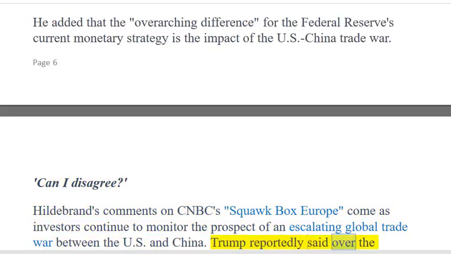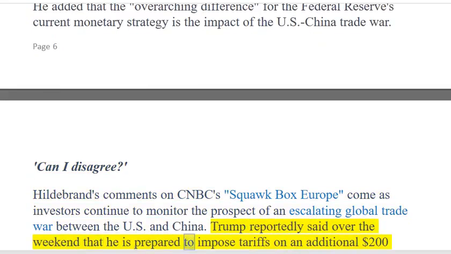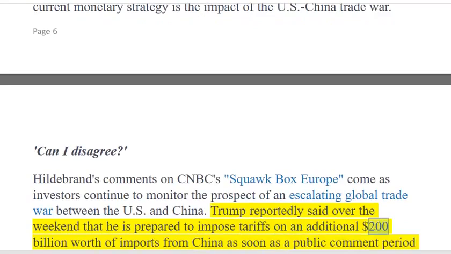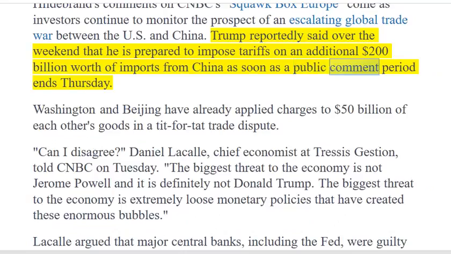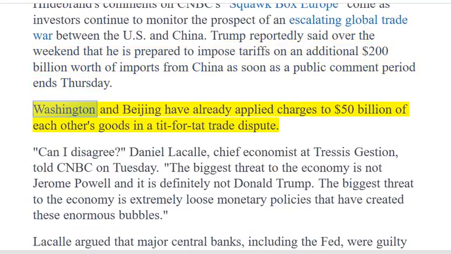Trump reportedly said over the weekend that he is prepared to impose tariffs on an additional $200 billion worth of imports from China as soon as a public comment period ends Thursday. Washington and Beijing have already applied charges to $50 billion of each other's goods in a tit-for-tat trade dispute.